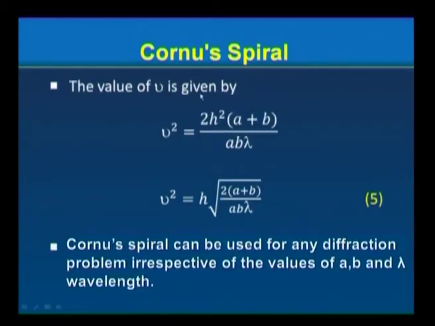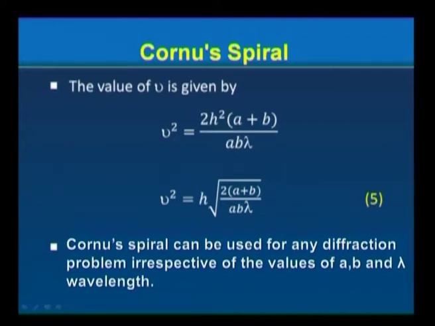The value of v is given by v squared equal to 2h squared into (a plus b) by ab lambda. Then v is also reduced to h multiplied by the square root of 2 into (a plus b) by ab lambda.